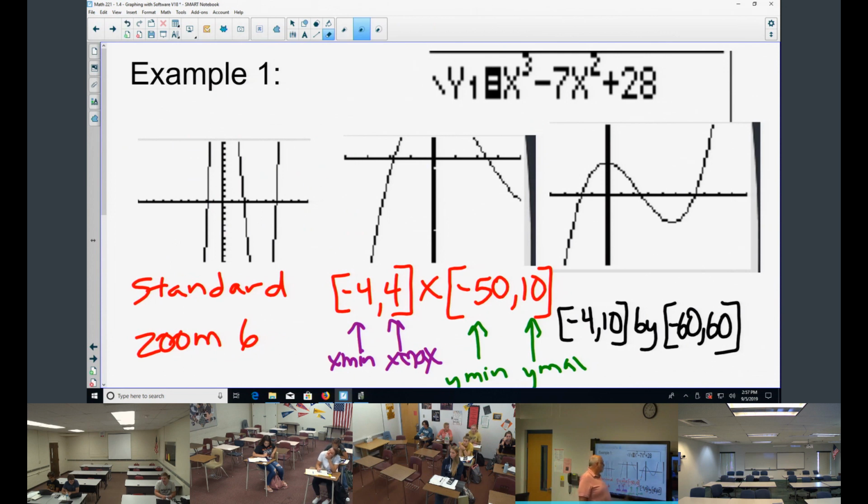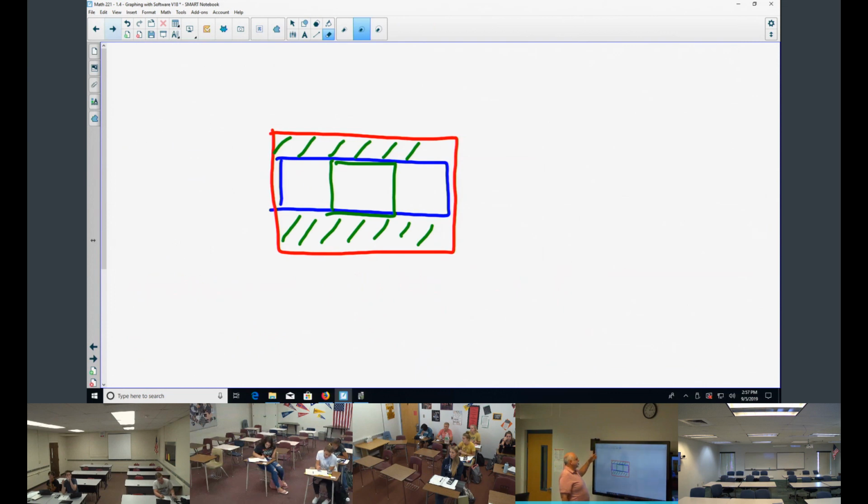Okay? So, the idea is that you want to center the picture, the screen, so that you see all the information that you need. Okay?